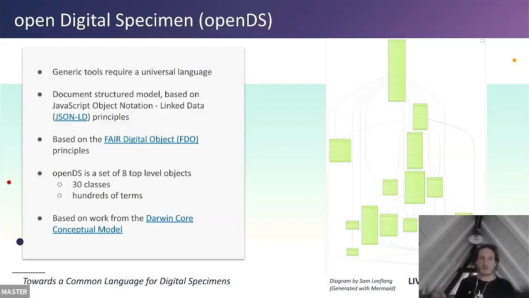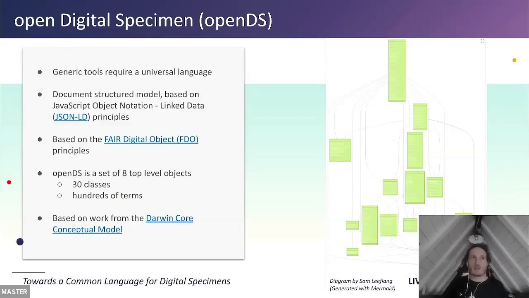In total, openDS contains about 8 top-level objects and has 30 classes with literally hundreds of terms. Most of these terms we reuse from existing vocabularies or ontologies. So, of course, Darwin Core, we use that extensively, as well as Audiovisual Core, but we also use schema.org for describing agents, or the PROV ontology for describing provenance. So we're a bit broader in that sense.